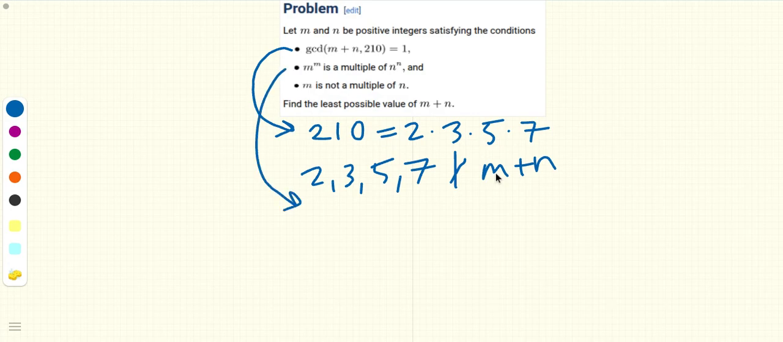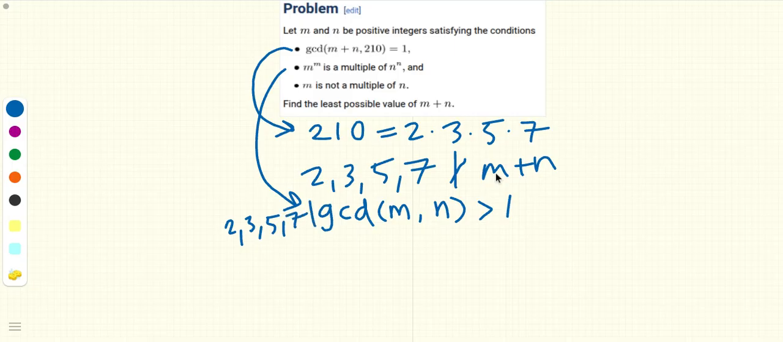Based on the second restriction, we have that m to the power of m is a multiple of n to the power of n, which means obviously m and n have to have a common factor. So this means that GCD of m and n is greater than 1, and it's not going to be divisible by 2, 3, 5, or 7 again. So 2, 3, 5, 7 do not divide it.